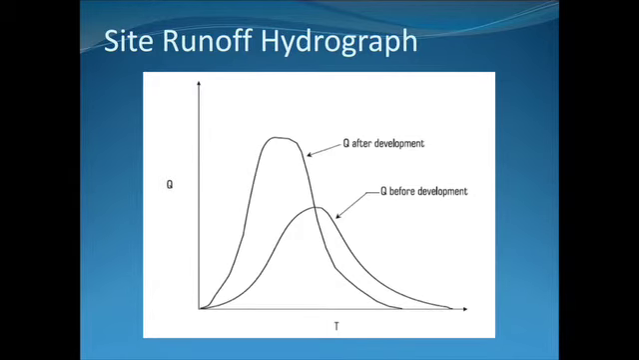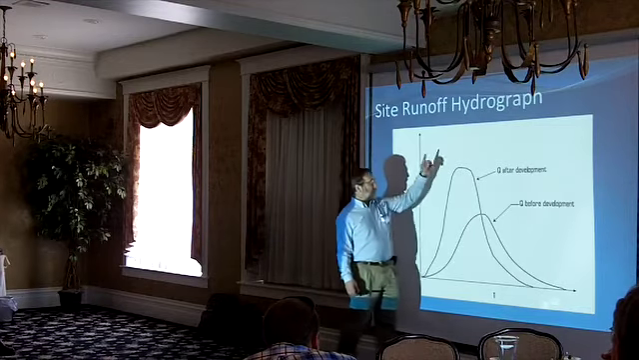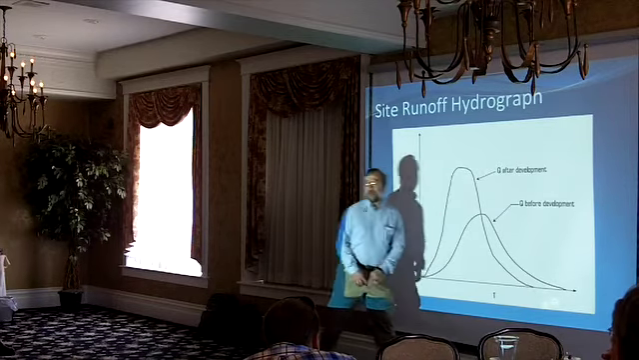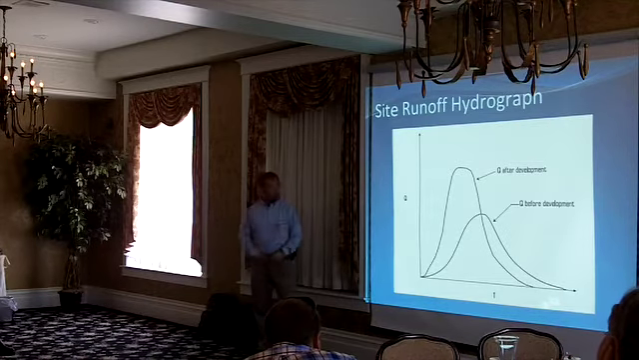This is a site, what happens on a site, and the difference in development. So before development, without any numbers, Q is the flow, T is the time. You have a gradual rise in the runoff and a gradual decline over time. As you pave, that gets greater. It rises fast and it comes down fast. A lot of people refer to that as flashing.